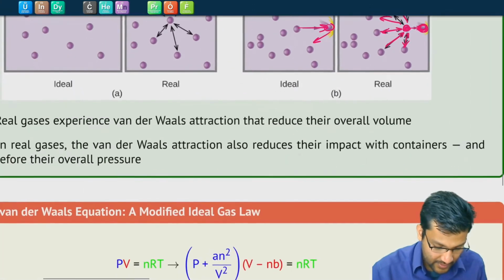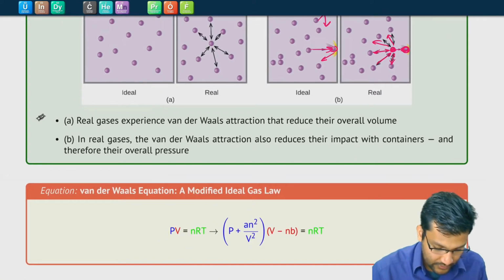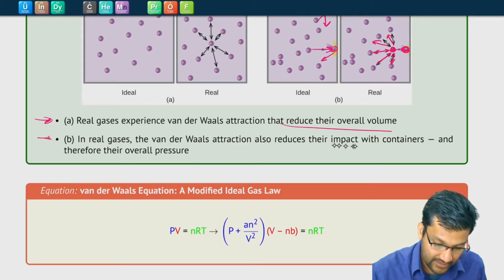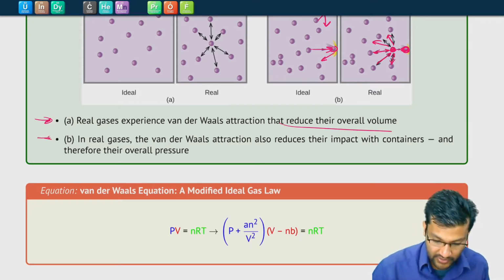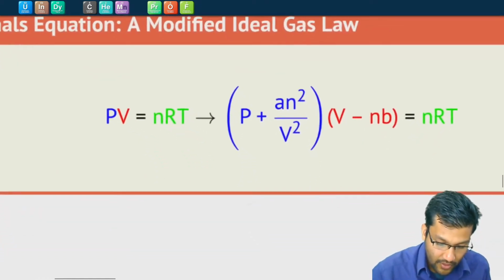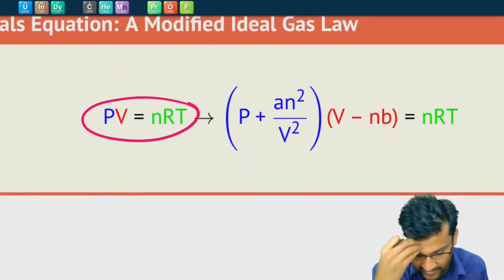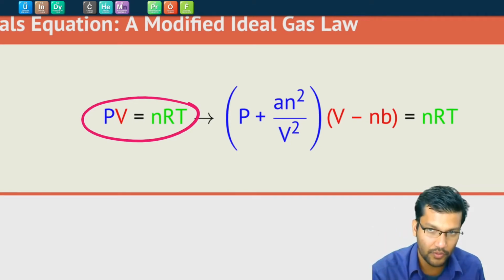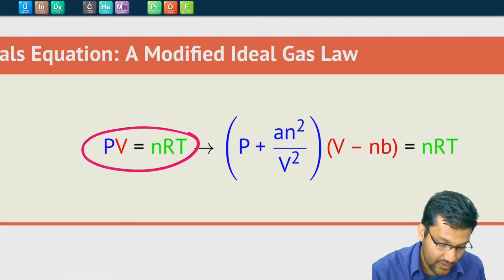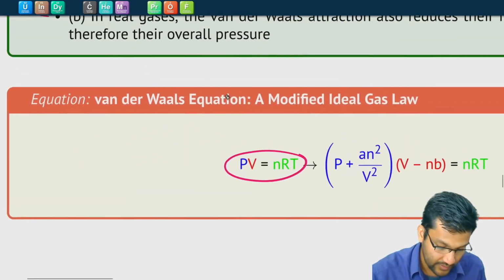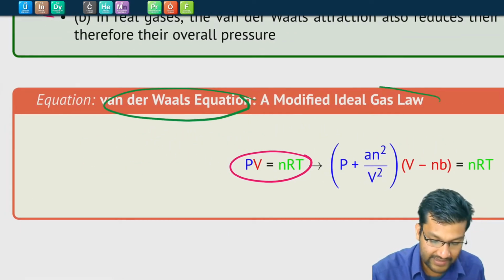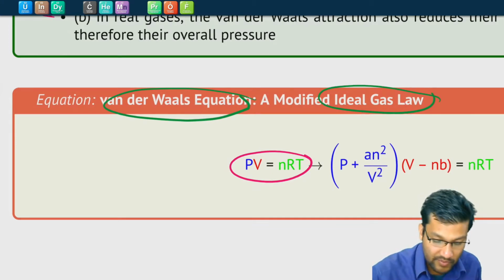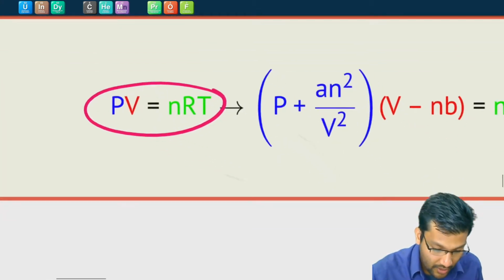That's summarized here in these two points: real gases reduce their overall volume, and in real gases the impact on the walls is reduced, which means the overall pressure is reduced. So instead of having this PV = nRT equation, we need to account for that reduced pressure and reduced volume. To do that, we use what we call the van der Waals equation. Basically, it's a modified ideal gas law. It takes the ideal gas law and we modify it just a tiny bit. How do we modify it?